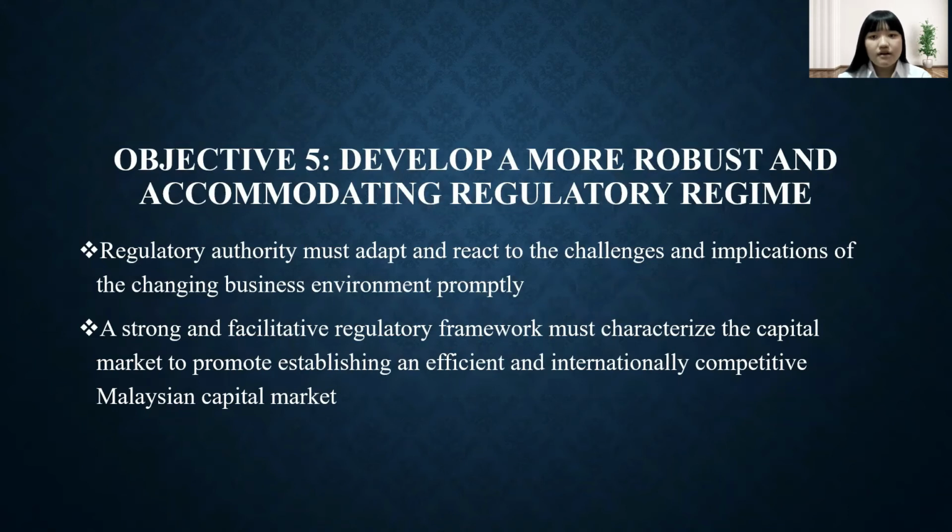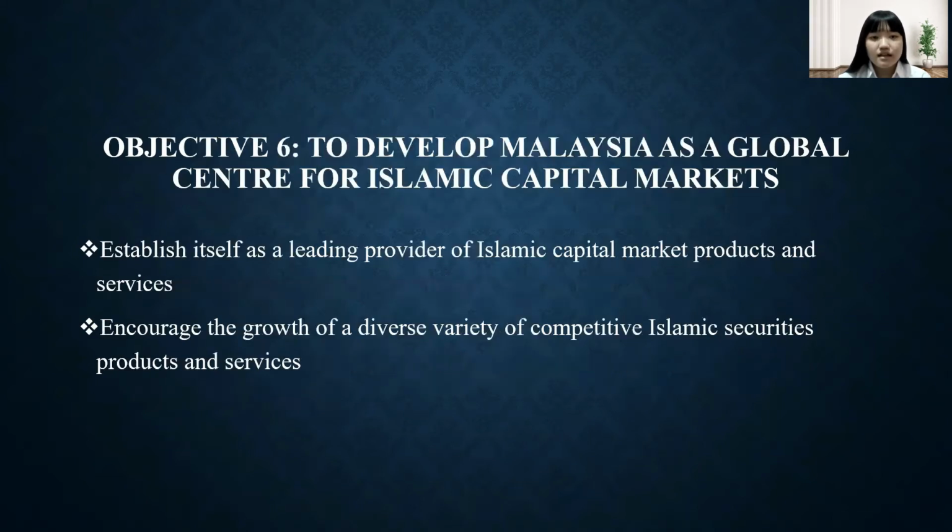Next is to develop a more robust and accommodating regulatory regime. Regulatory authority must adapt and react properly to the challenges and implications of the changing business environment. A strong and facilitative regulatory framework must characterize the capital market to promote establishing an efficient and internationally competitive Malaysian capital market. Objective 6 is to develop Malaysia as a global center for Islamic capital markets.